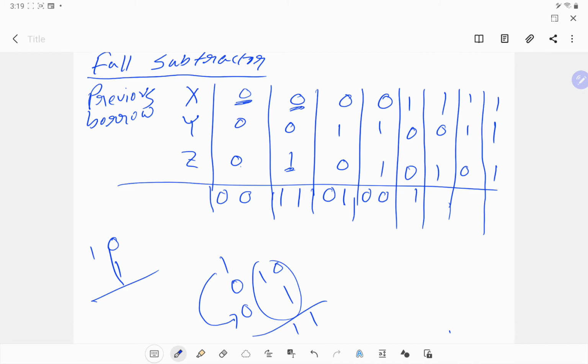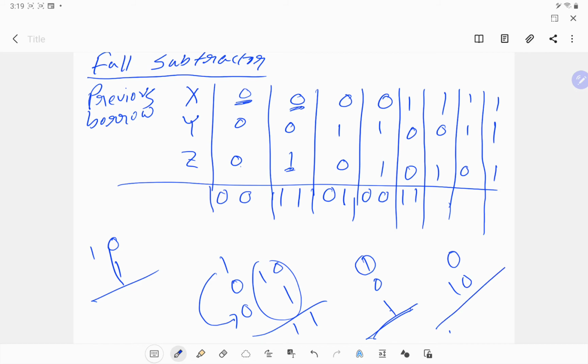Difference is 1, and borrow is also 1. Now, so then what do we do? So we have 1 0 1. So for this combination, what do we do? We add 1 with that 1. So 1 plus 1 gives us 1 0. So 0 1 0. This is what we need to perform.